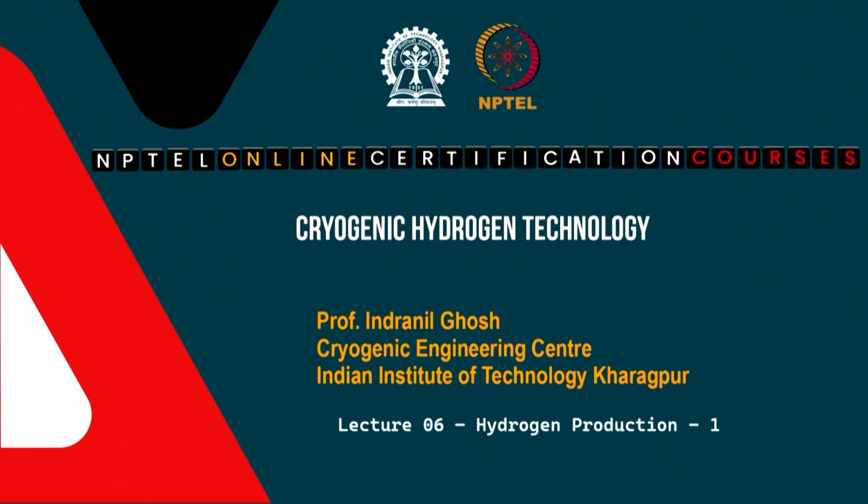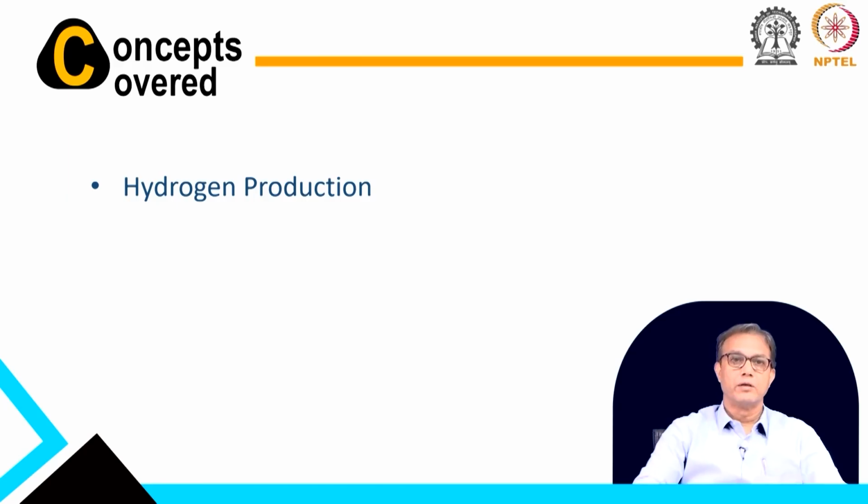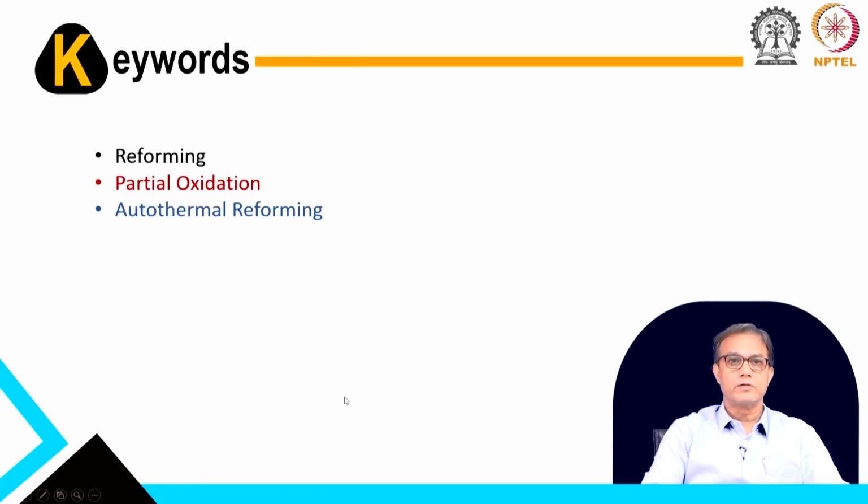Welcome to this lecture on cryogenic hydrogen technology. Today we are going to start a new part of it, that is hydrogen production. In this lecture we will talk about hydrogen production, mainly using conventional energy resources, and these are the keywords: reforming, partial oxidation and autothermal reforming.